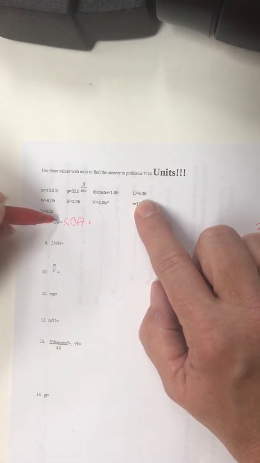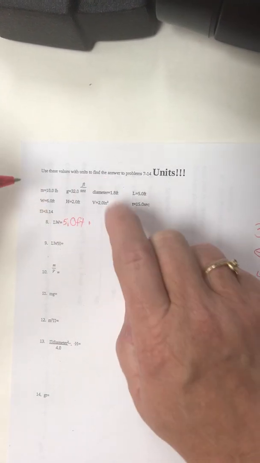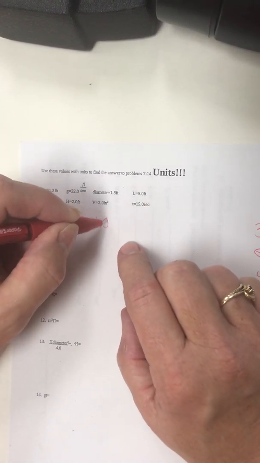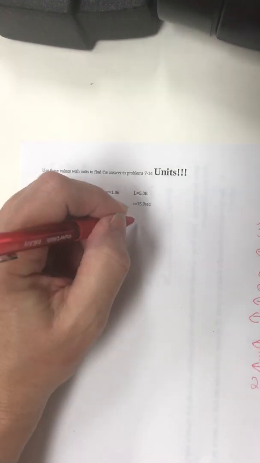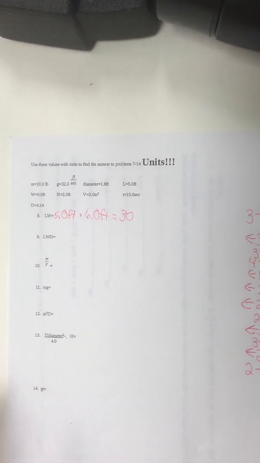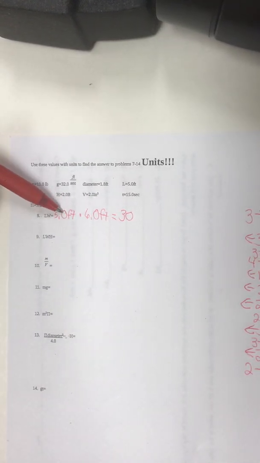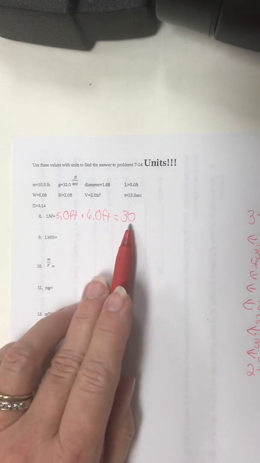And it says L times W. Remember, no symbol means to multiply. I'm replacing my W with 6.0 feet. Hopefully you don't need a calculator to know that 5 times 6 is 30. But you got to round to the correct amount of digits. So this number has 1 decimal place. This number has 1 decimal place. The least number of decimal places in my problem is 1, so I round my answer to 1.